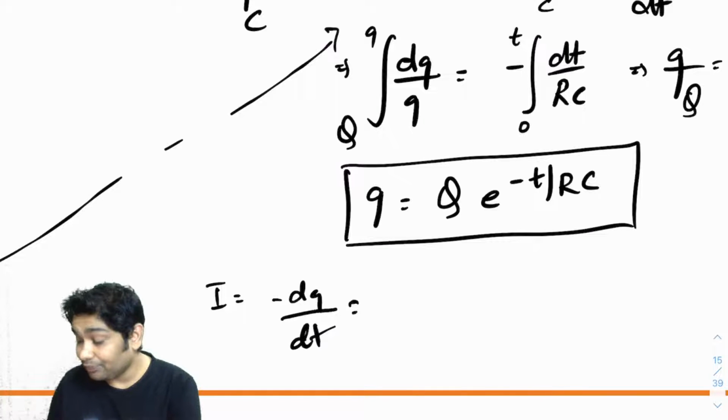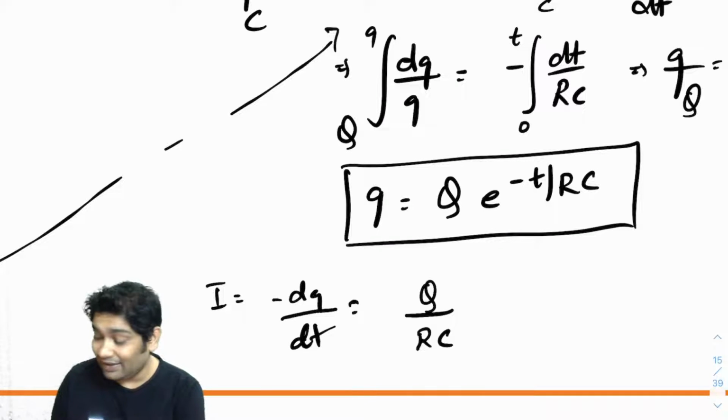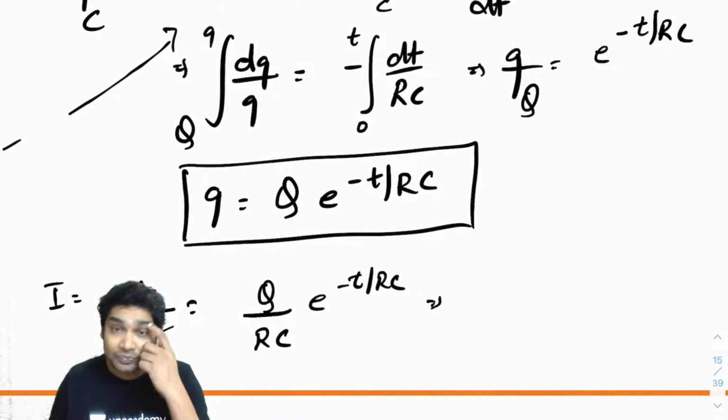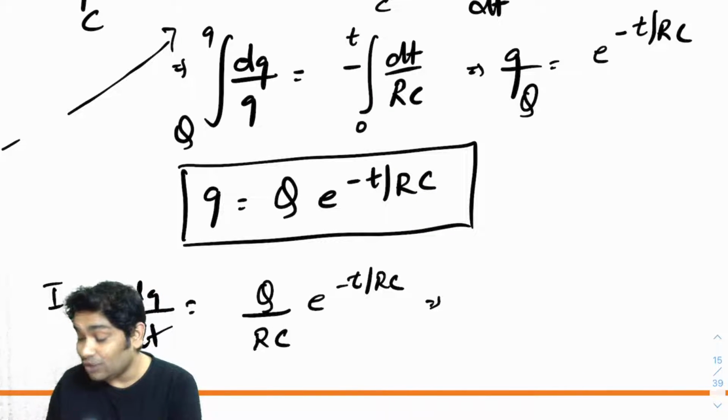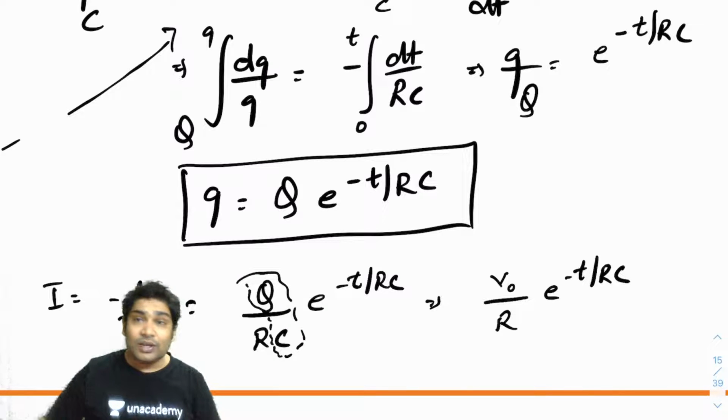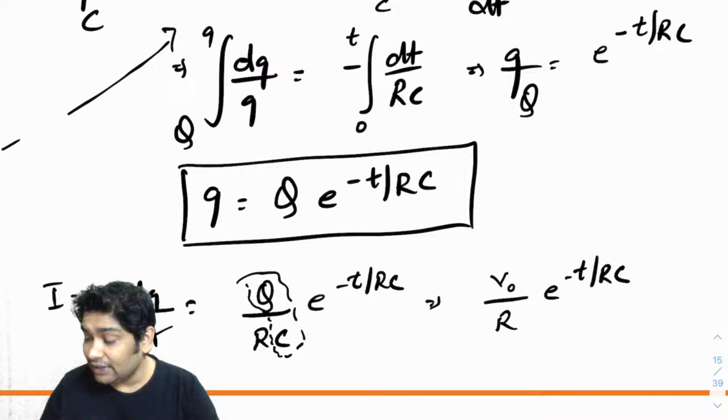So let's see what that gives us. If I differentiate this, I will get I as Q over RC, and the minus is taken care of by this minus, into e to the power of minus t over RC. Okay, so you realize Q over C was nothing but the initial potential difference across the capacitor. So V naught over R e to the power of minus t over RC. So these are the two expressions that I am getting for charge on the capacitor and the current in the circuit. So this is the expression for charge as a function of time.